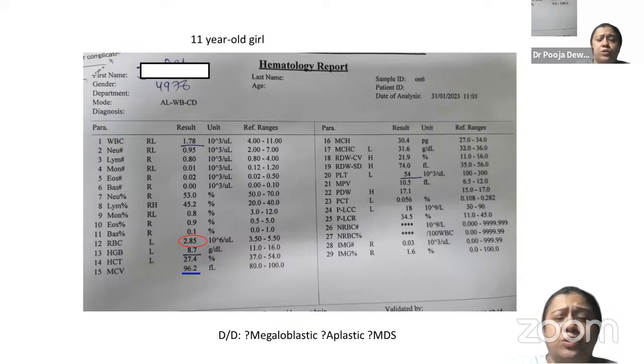So it is very important to look at the other things also. What is the other thing that is important? The RDW is important. Here you can see that the RDW is increased, which indicates there is anisocytosis. Again, that points towards your nutritional etiology.